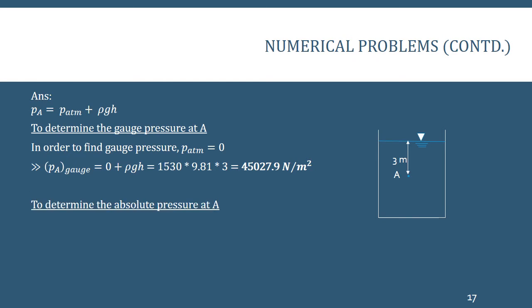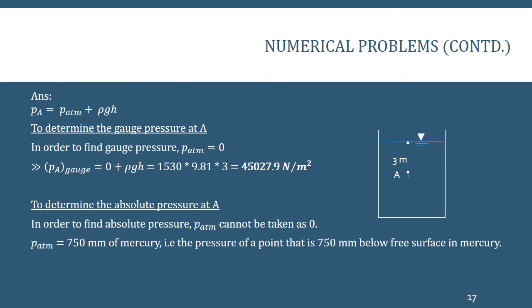To determine the absolute pressure at A, I have to calculate the value of P atmosphere. P atmosphere cannot be taken to be equal to 0. It is given to be equivalent to 750 mm of mercury. That is, the pressure at a point 750 millimeter below the free surface in mercury. So rho mercury into g into h, so 13,600 into 9.81 into 0.75, which comes to 1,62 Newton per meter square. This is the actual value of P atmosphere.